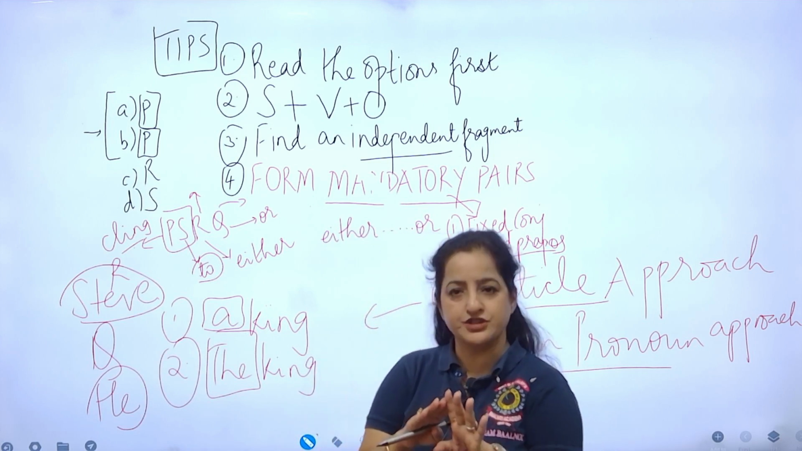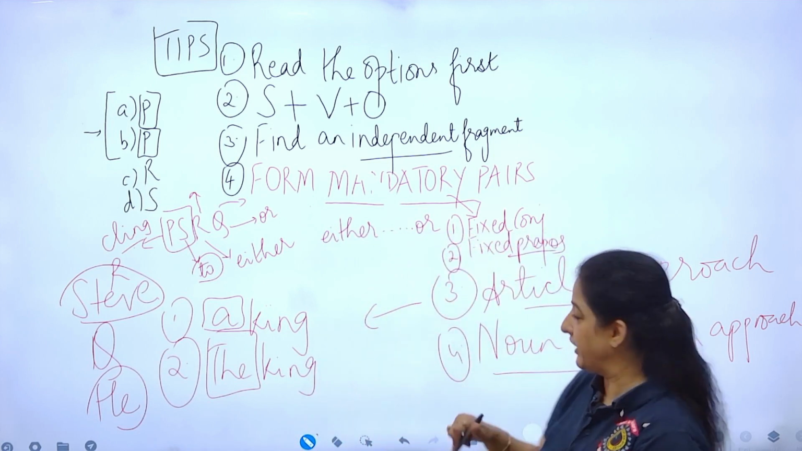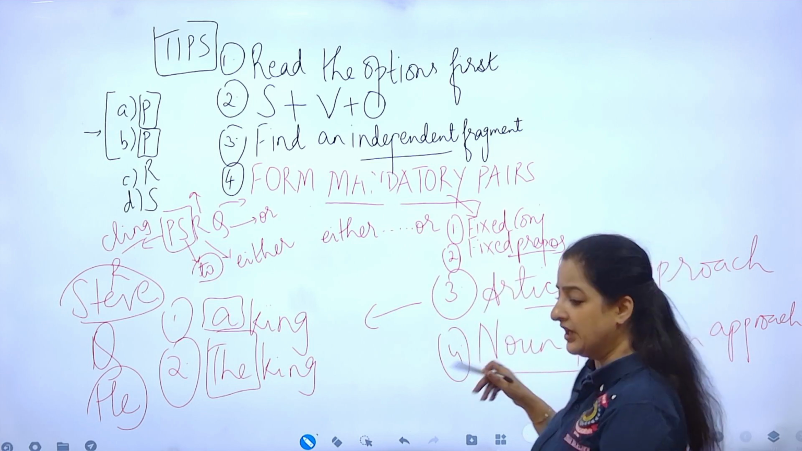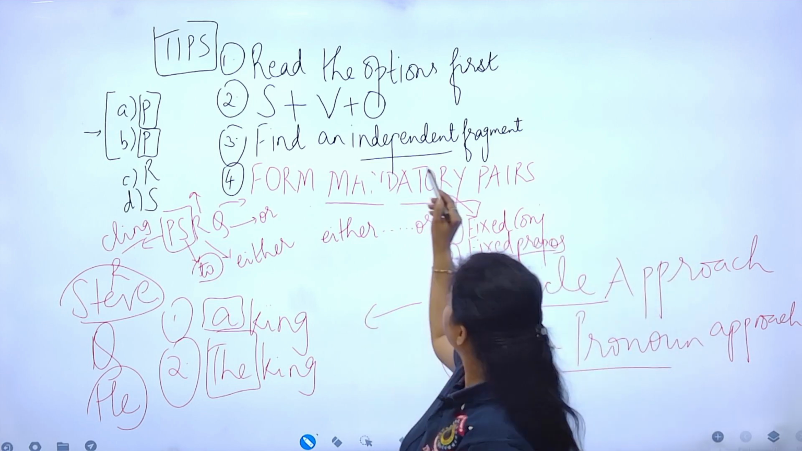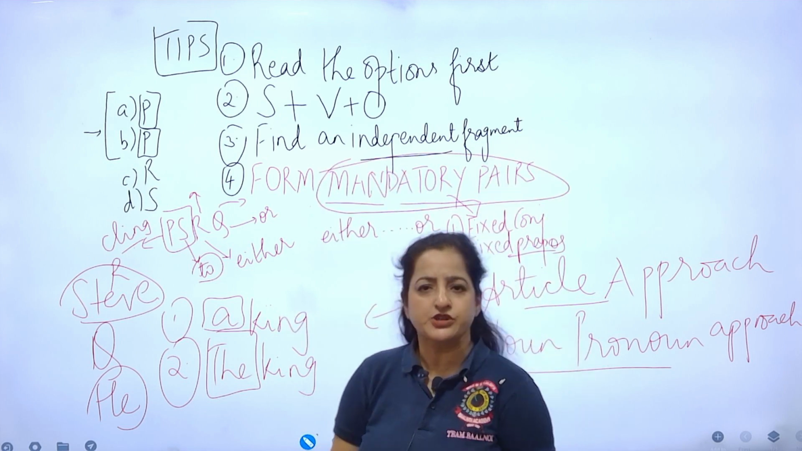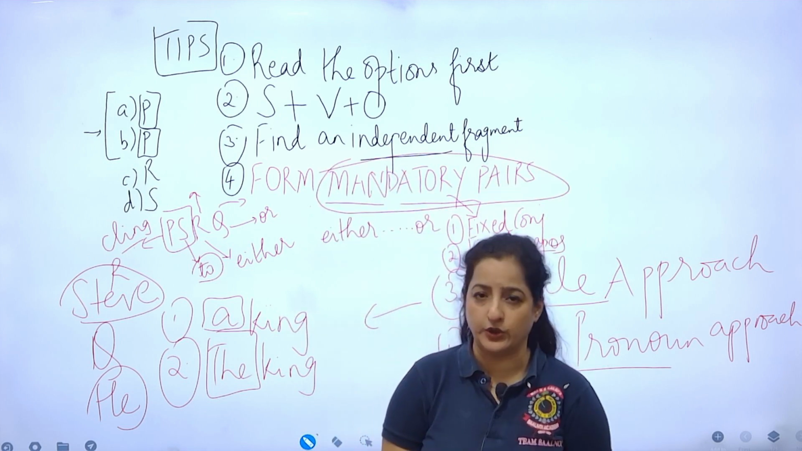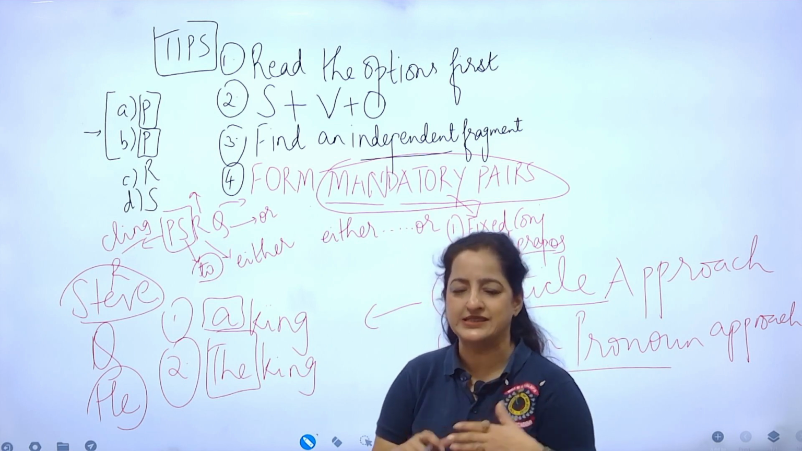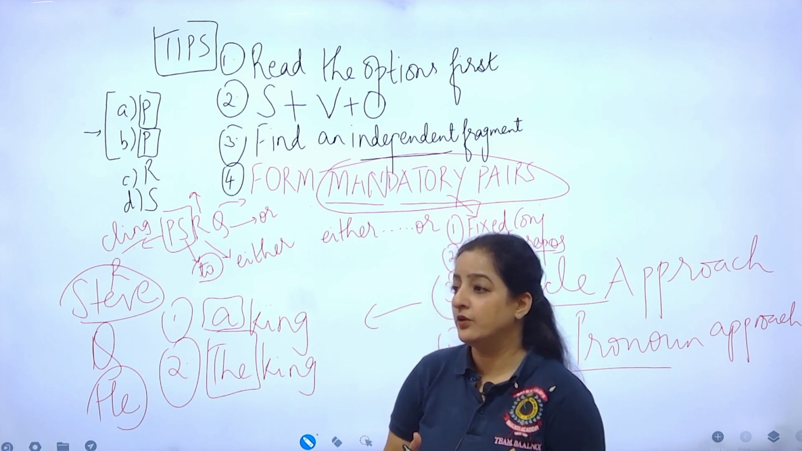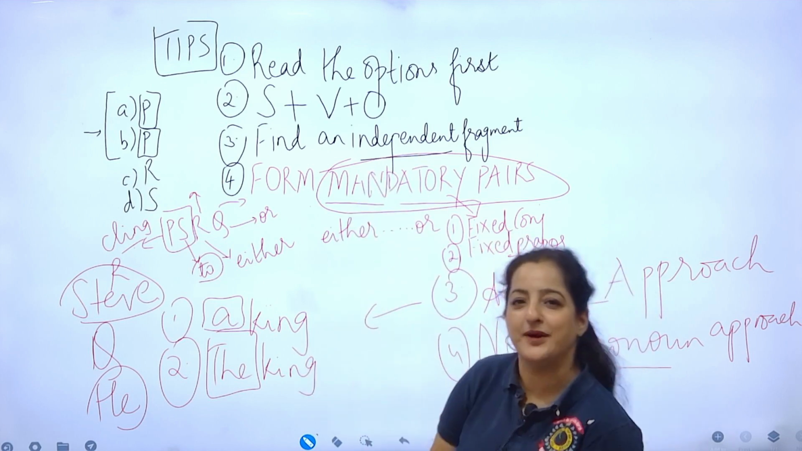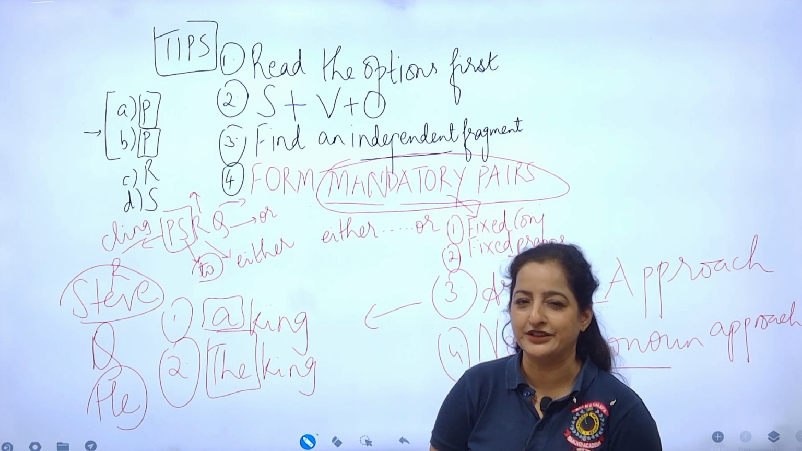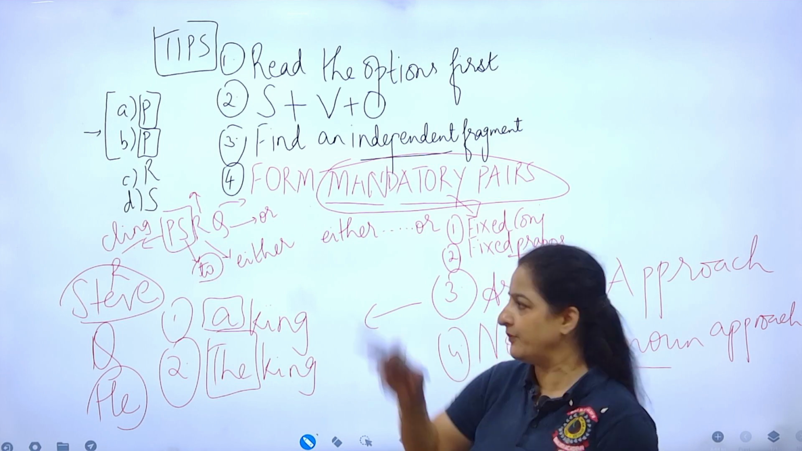So there are four different things you can keep in mind now: fixed conjunction approach, fixed preposition approach, article approach, noun-pronoun approach. And then what exactly do you do? You form mandatory pairs. So with this, I think we are fairly equipped. We are good to go. We can start solving the 10 questions we are going to do today. And let's see how many of these tips and tricks are actually actionable. We need to see for ourselves whether we are able to use this.